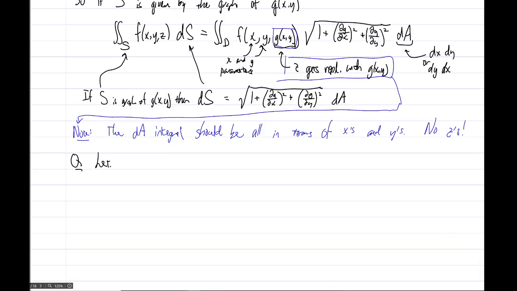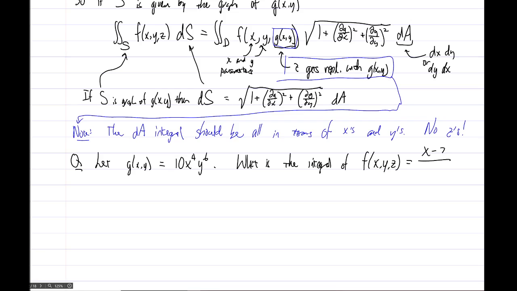So let g of x comma y equal 10x to the fourth y to the sixth. And what is the integral of f of x comma y comma z equals the fraction x minus z over y squared plus z, for 1 less than or equal to x less than or equal to 5 and 2 less than or equal to y less than or equal to 8.